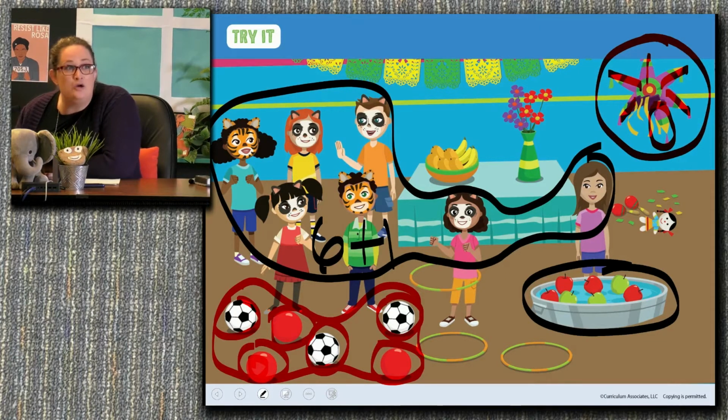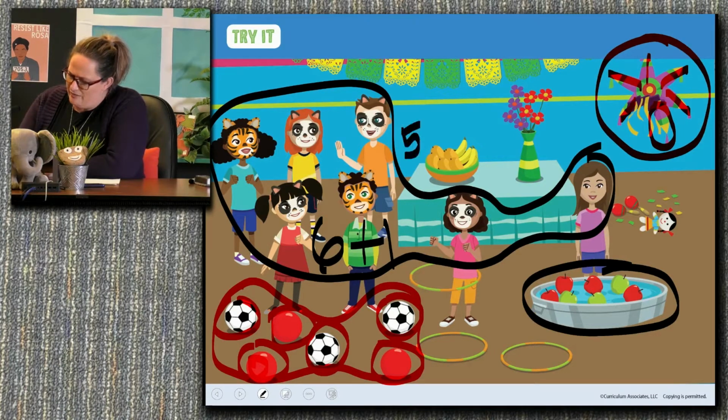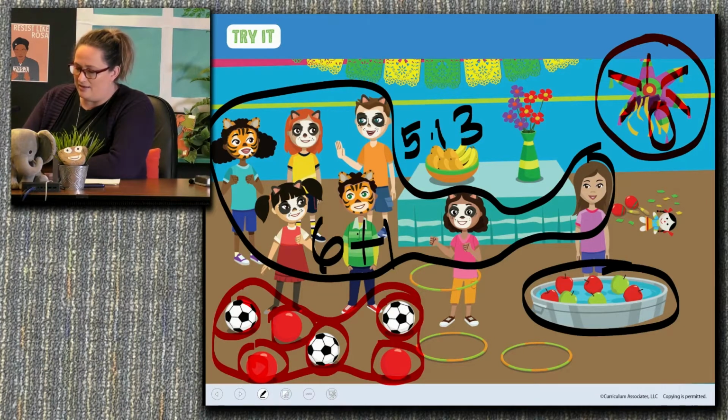How many mangoes are there? 1, 2, 3, 4, 5. 5 mangoes and 3 bananas. 5 and 3. What does 5 and 3 make? 5 and 3 makes 8.